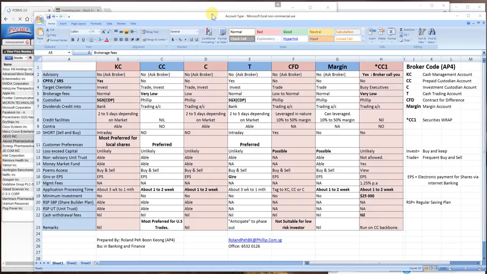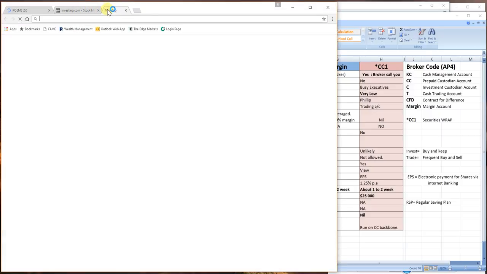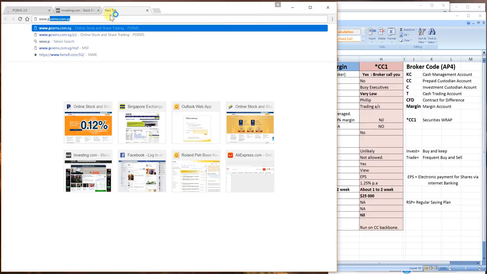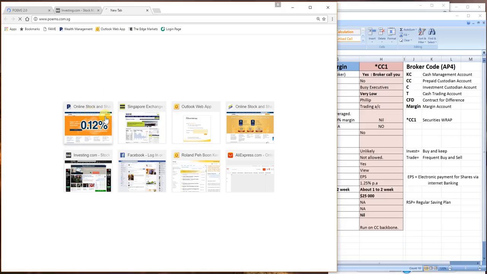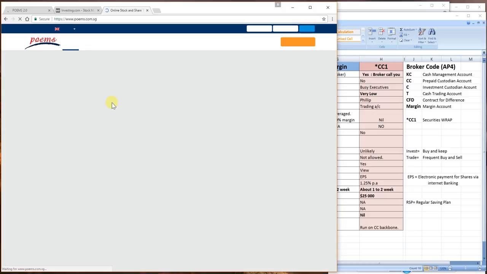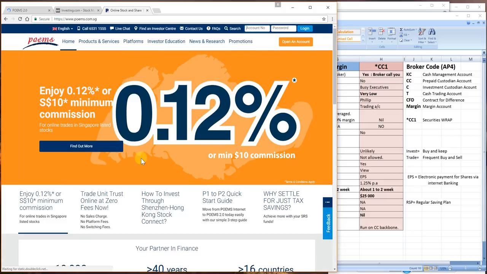So recently we see that there are some ongoing promotions by Philips. The promotions we are looking at here is this cash prepaid custodian account. As mentioned, these are the rates offered to retail clients, and this is very attractive. Nonetheless, I will go straight to the types of accounts available.